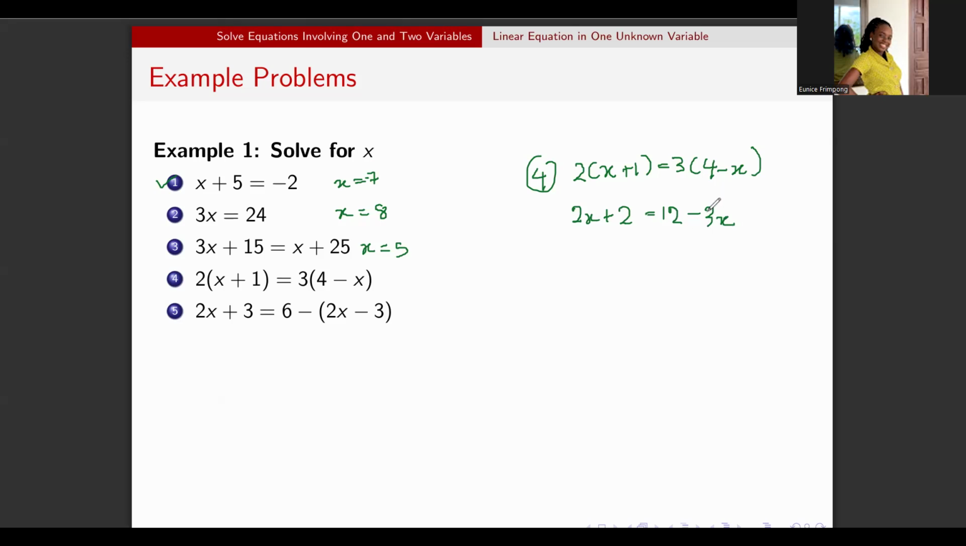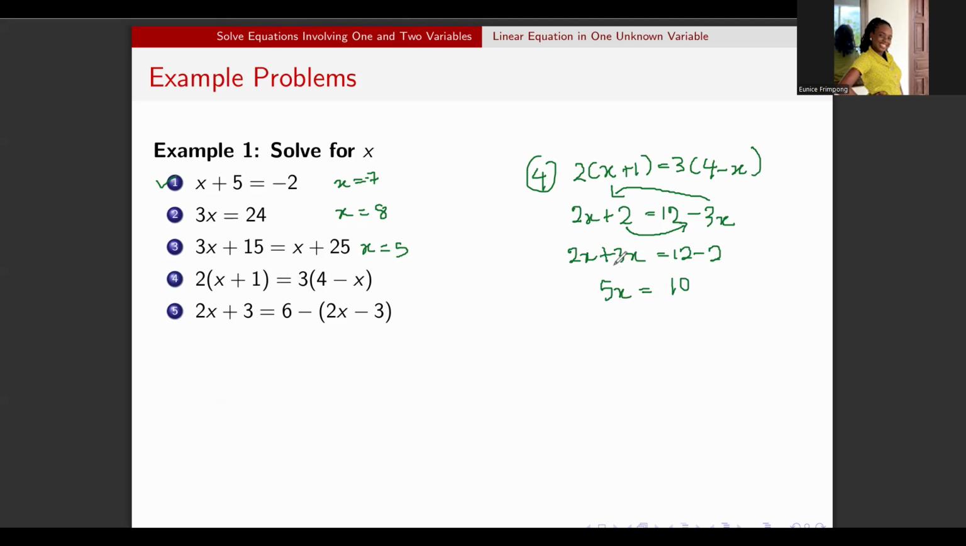I'm going to move this minus 3x across the equal sign to join its counterpart, which is 2x. And I'll move this 2 to also join 12, which is its counterpart. Now minus 3x crosses the equal sign to become positive 3x. So I'll have 2x plus 3x. And then this 2 is going here as minus 2. So I have 12 minus 2, because it's positive here. When it crosses over, it becomes a negative. 2x plus 3x is 5x, and this is equal to 10 because 12 minus 2 is 10.